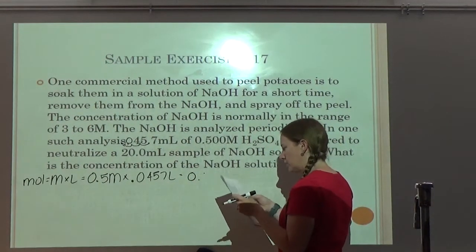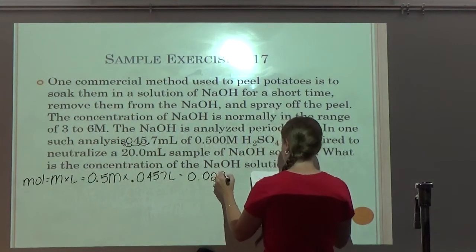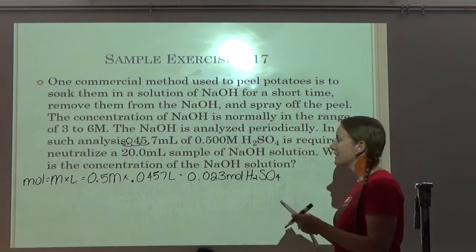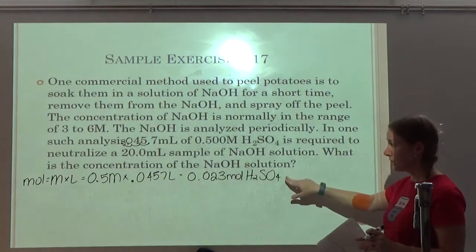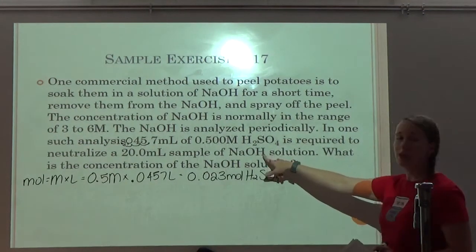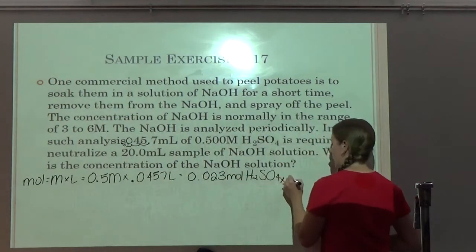So once I do that, I'm looking at the wrong question. Okay, there it is. That would have made a lot of sense to put the wrong answer up here. I get 0.023 moles of sulfuric acid. So next, of course, I need to get to sodium hydroxide. Okay, so I need to use my mole ratio. Here, I'll just continue right here.